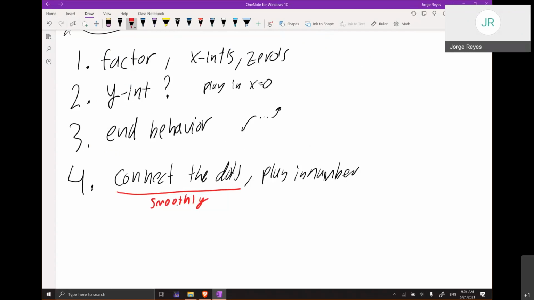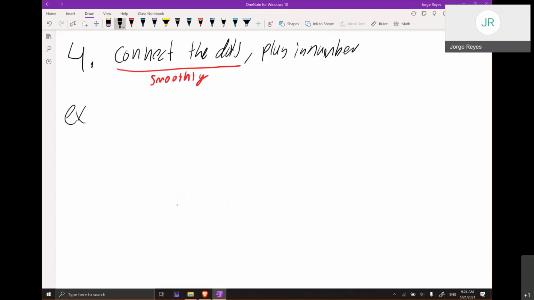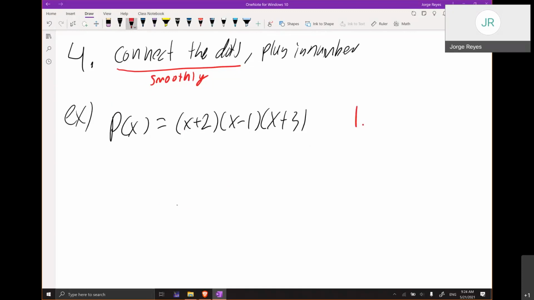So let's start graphing. I'm going to start with this example. Here I have x plus 2, x minus 1, x plus 3, and it's already factored for you. So let's go down our chart. Since it's already factored for us, we know the zeros are -2, 1, and -3, because it's always the opposite. You could just plug them in and see.